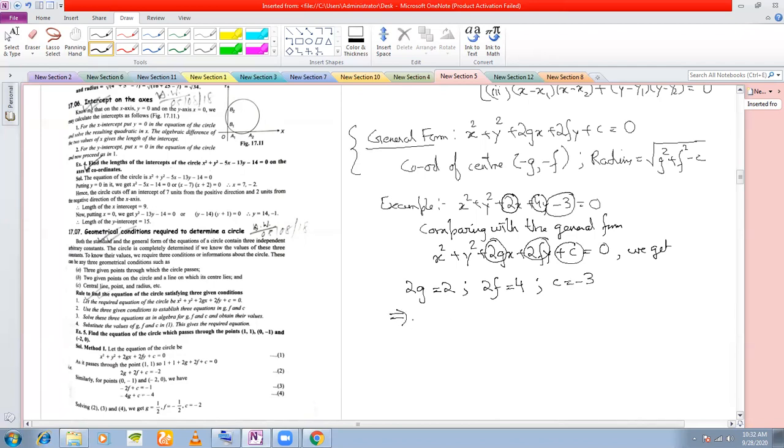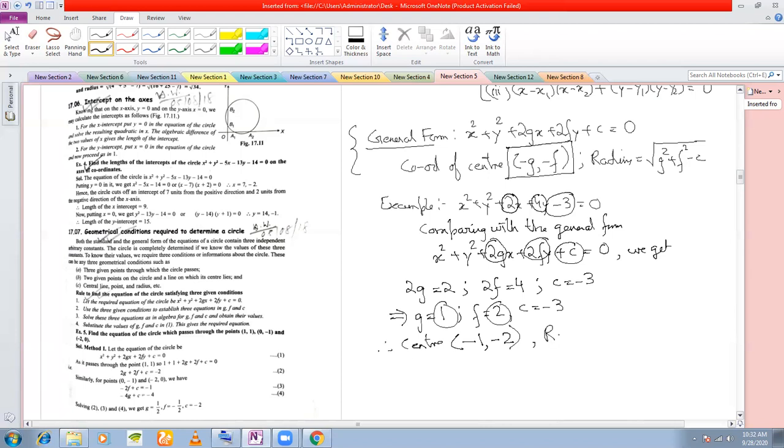So what is the value of g that you are getting? The value of g you are getting as 1. The value of f you are getting as 2. And the value of c you are getting as minus 3. So what is the center of this circle? The formula here is the center is (minus g, minus f). So whatever the values of g and f that you have got here, you just change their signs. So you get (minus 1, minus 2) as the center.